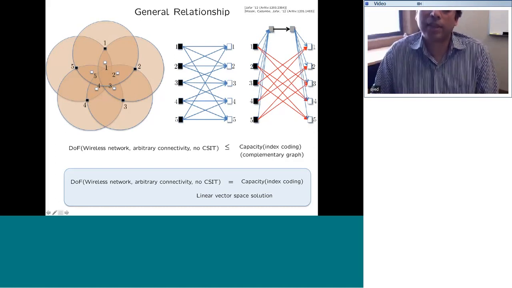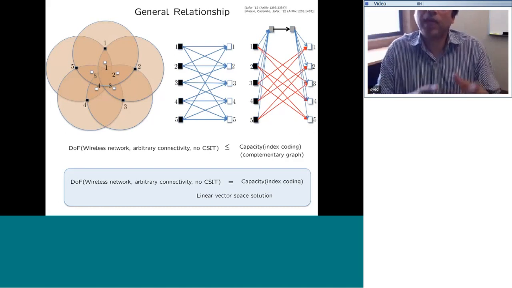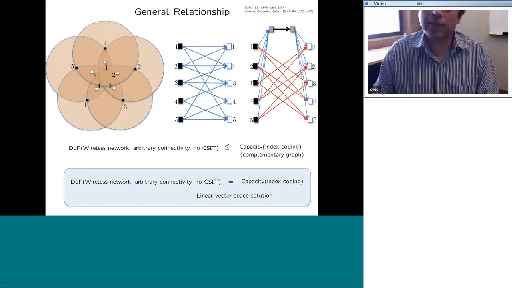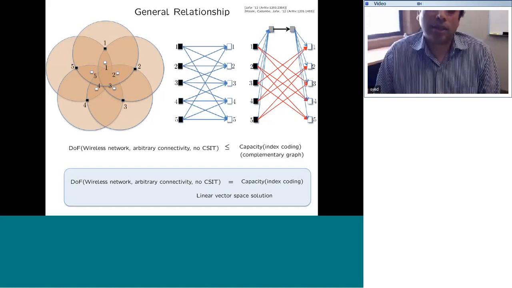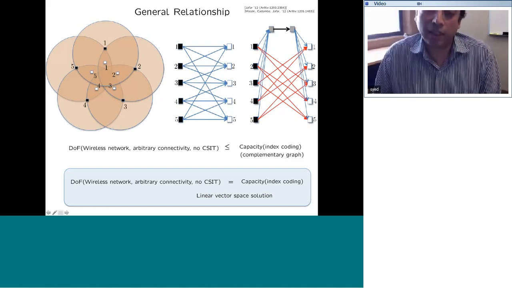In all the examples that I showed you, the optimal solution was a linear vector space solution. Remember, the transmitter was sending a certain set of vectors. The receiver was looking at the alignment of these vectors. It was all linear operation, right? So whenever a linear vector space solution is optimal, the degrees of freedom of the wireless network with arbitrary connectivity will be exactly the same as the corresponding capacity of the index coding problem. Of course, when linear solutions are not optimal, the index coding problem can have a higher capacity.